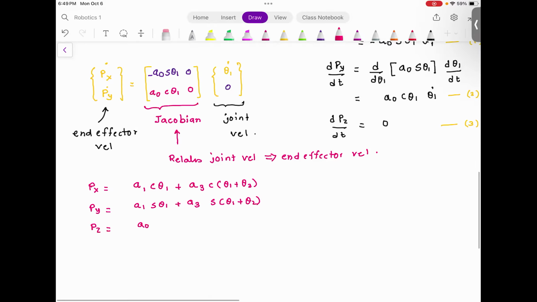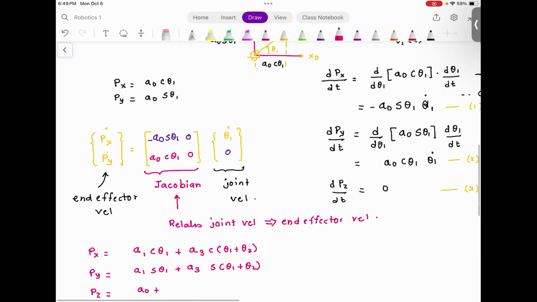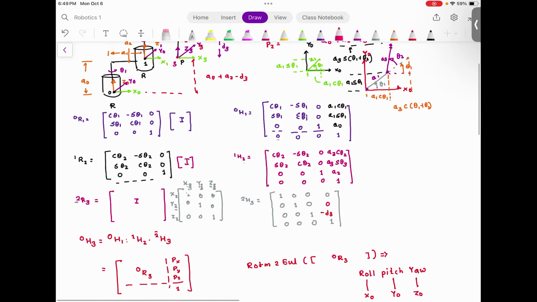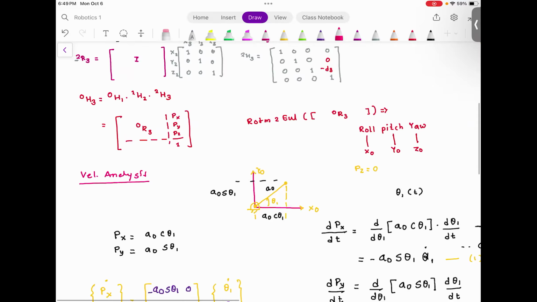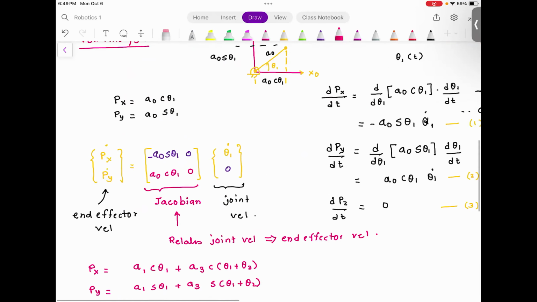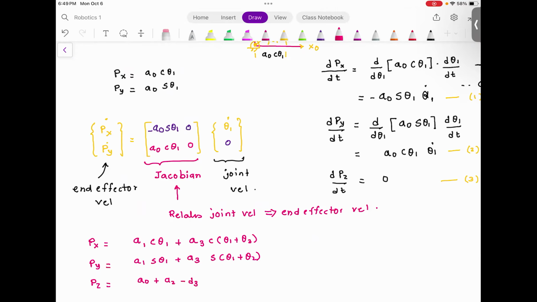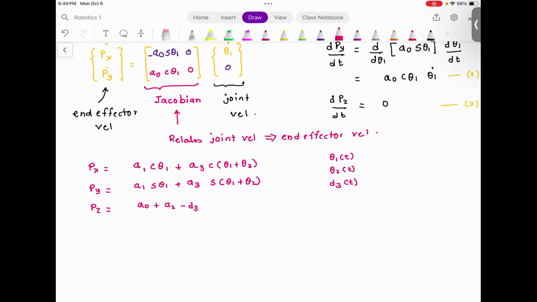A0 plus A2 minus A3. So what are the variables? Theta 1 is a function of time, theta 2 is a function of time, D3 is a function of time. Do you agree with me? So if I want to perform this derivative, let's do it.